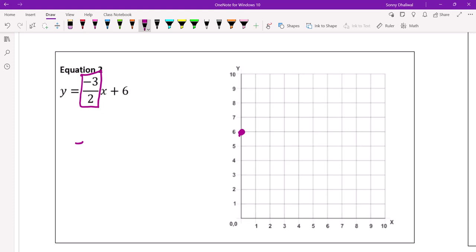This is our rise and run. So we have a drop of 3, 1, 2, 3 over 2. Drop of 3 over 2. And we have our line. Connect the points. There you go.